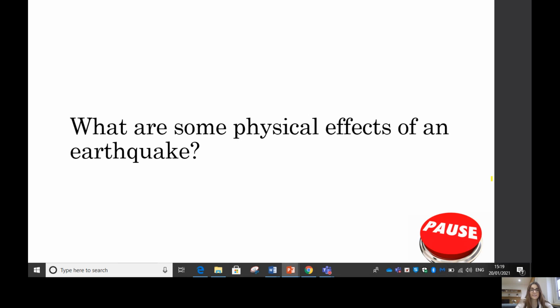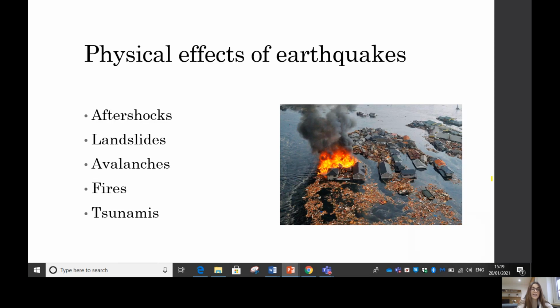Okay, welcome back. Let's have a look at what some physical effects of an earthquake were. So we had aftershocks, we had landslides, we had avalanches, we had fires, and we had tsunamis. So those are 5 physical effects that we looked at last week.